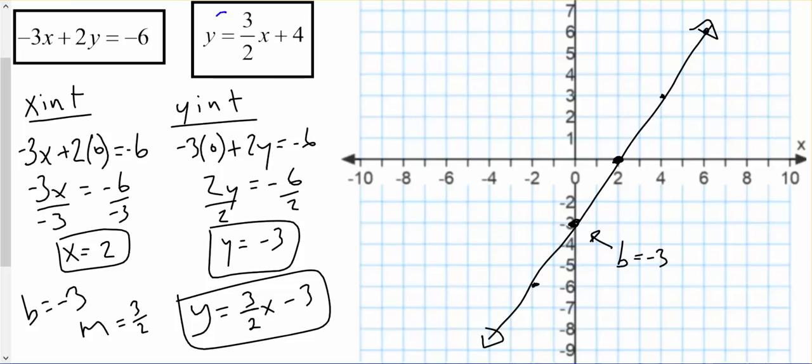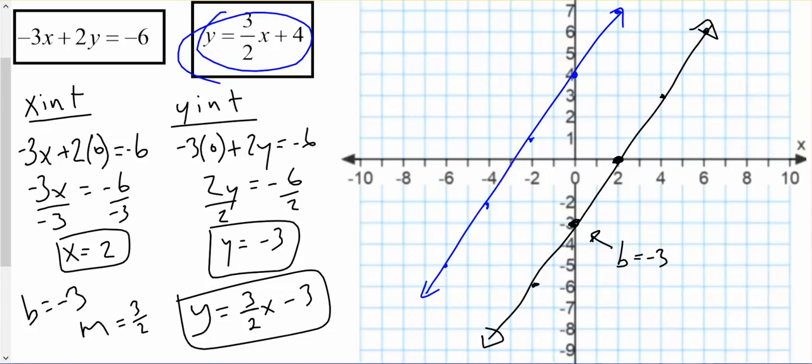Let's graph this other equation. Looks like our y-intercept is at 4. And our slope is 3/2, so we're going to go up 3 and over 2. If we're moving the other direction, we go down 3 and left 2, down 3 and left 2. And we've got our lines.